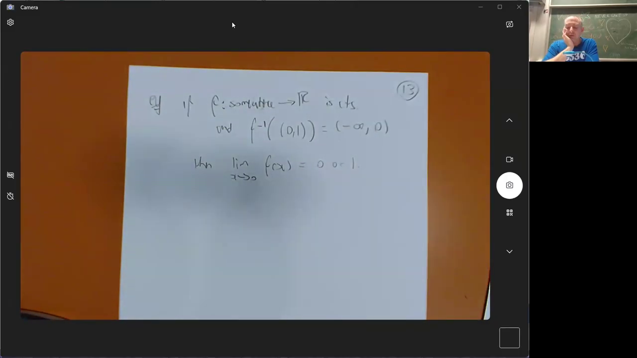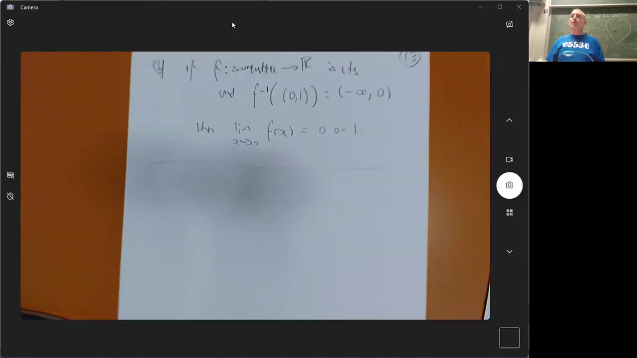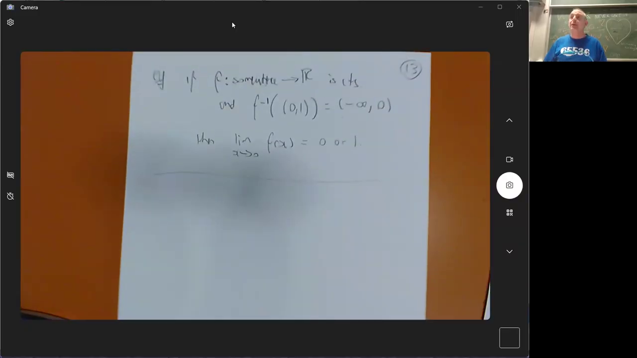Continuity produces a lot of information then, right? Sorry, the actual question is what is f of 0, which is the same as the limit. It's just that f of 0 has to be 0 or 1. Okay, that's fine.